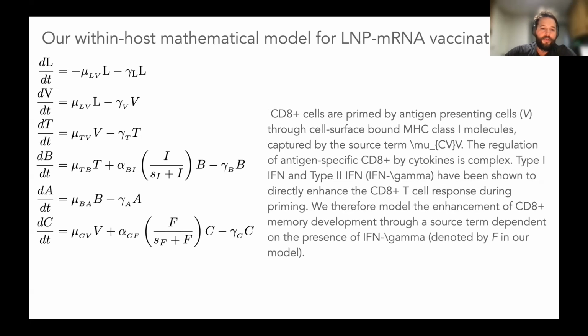And then so we also considered CD8 plus cells primed by antigen presenting cells through cell surface MHC class 1 molecules. And again, we sourced from the literature a number of papers that support IFN gamma, the presence of IFN gamma actually enhancing the priming of CD8 plus cells, and that's captured in that alpha term. Then we have a gamma C term as well, taking into account natural degradation.